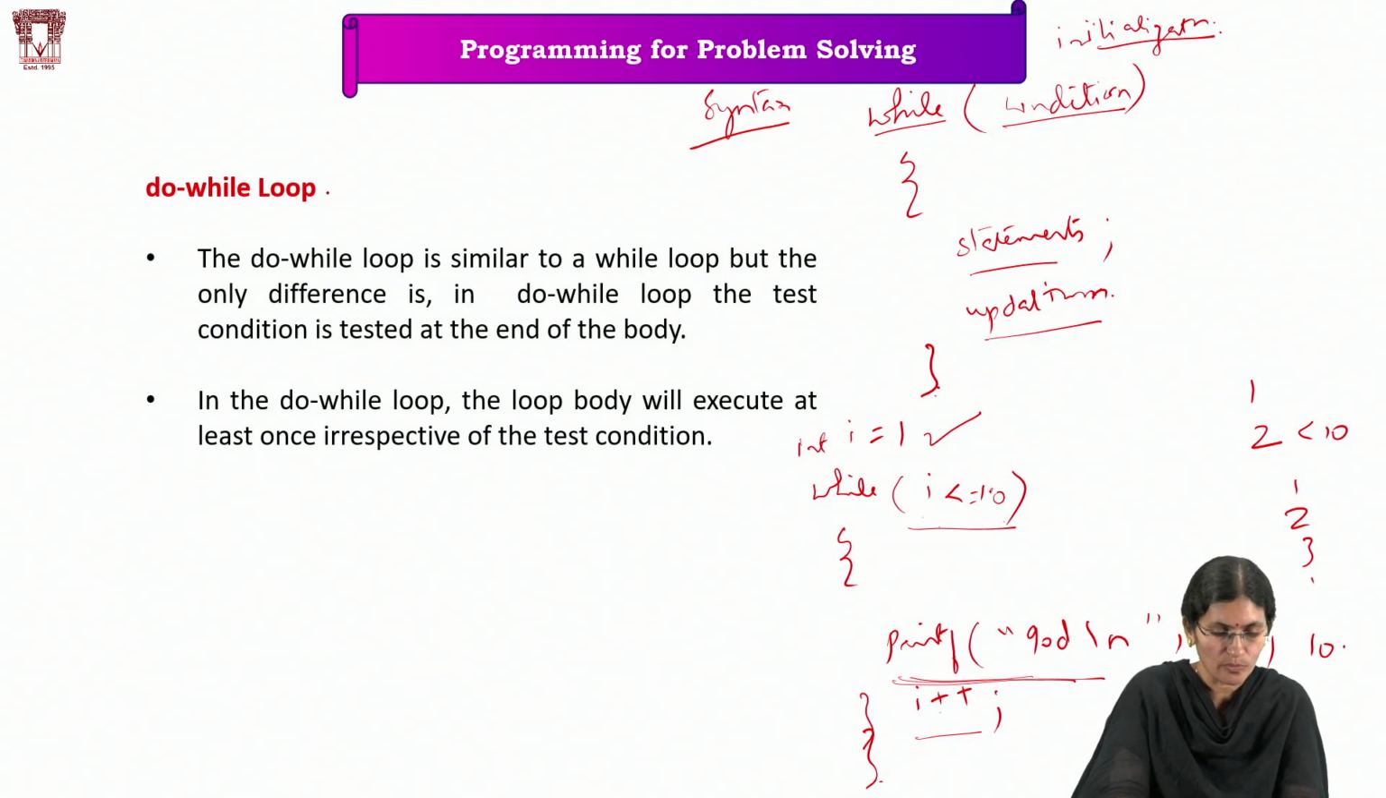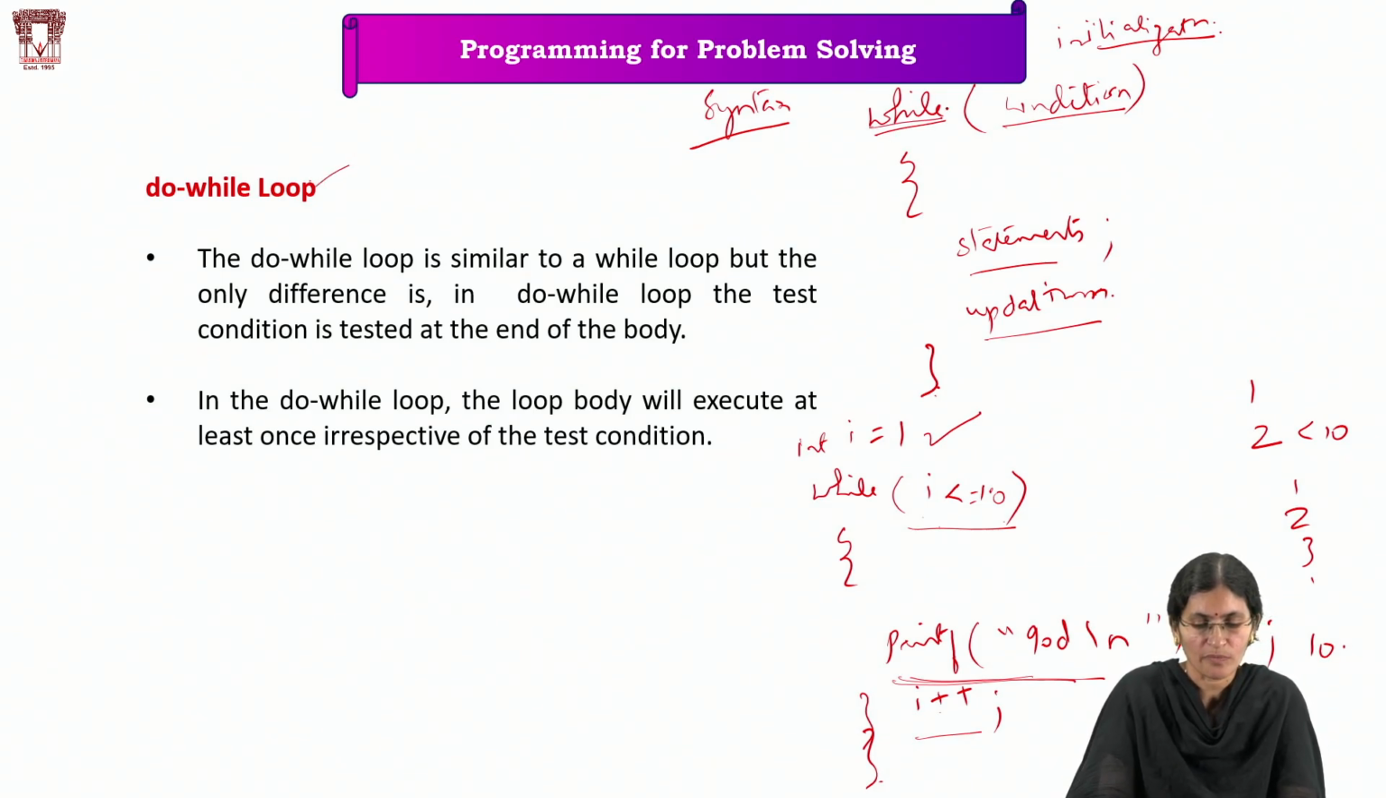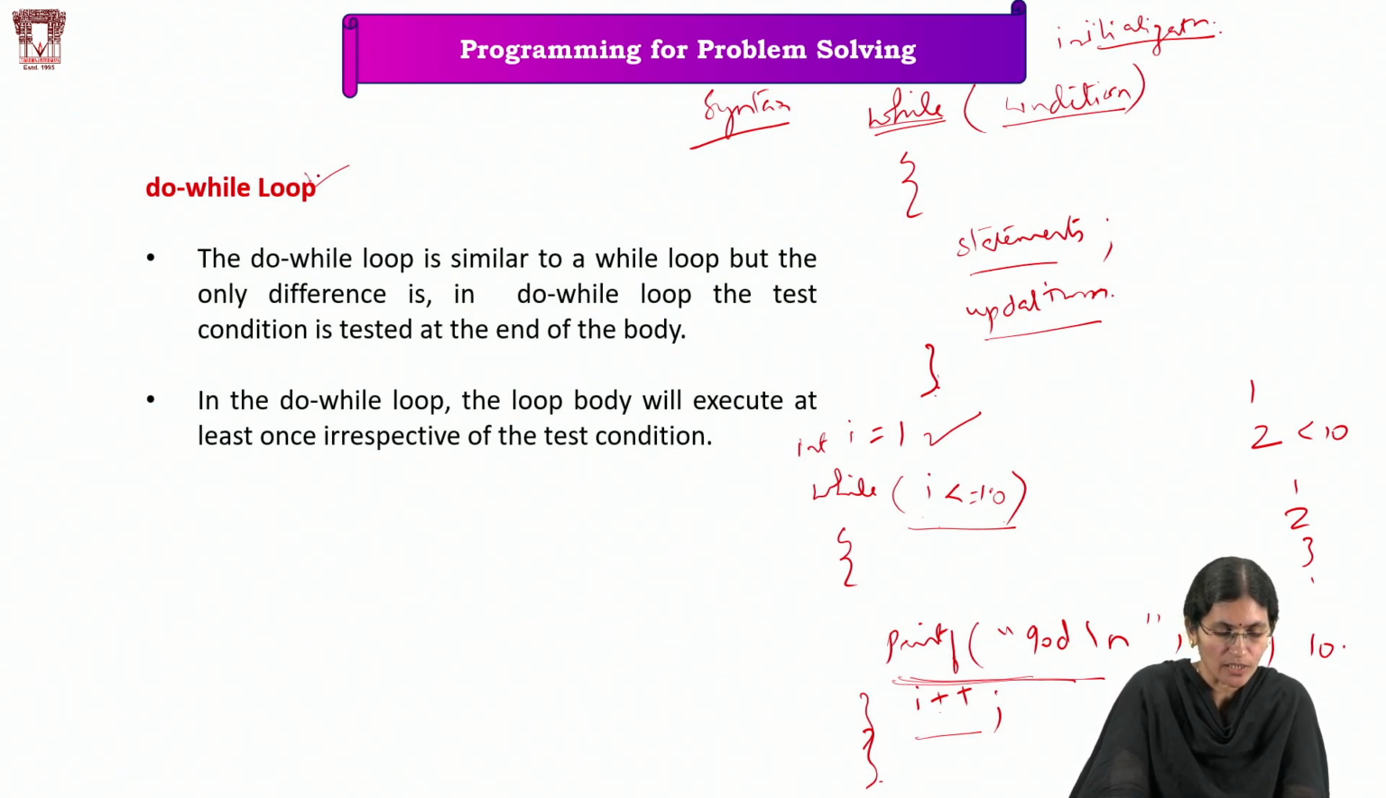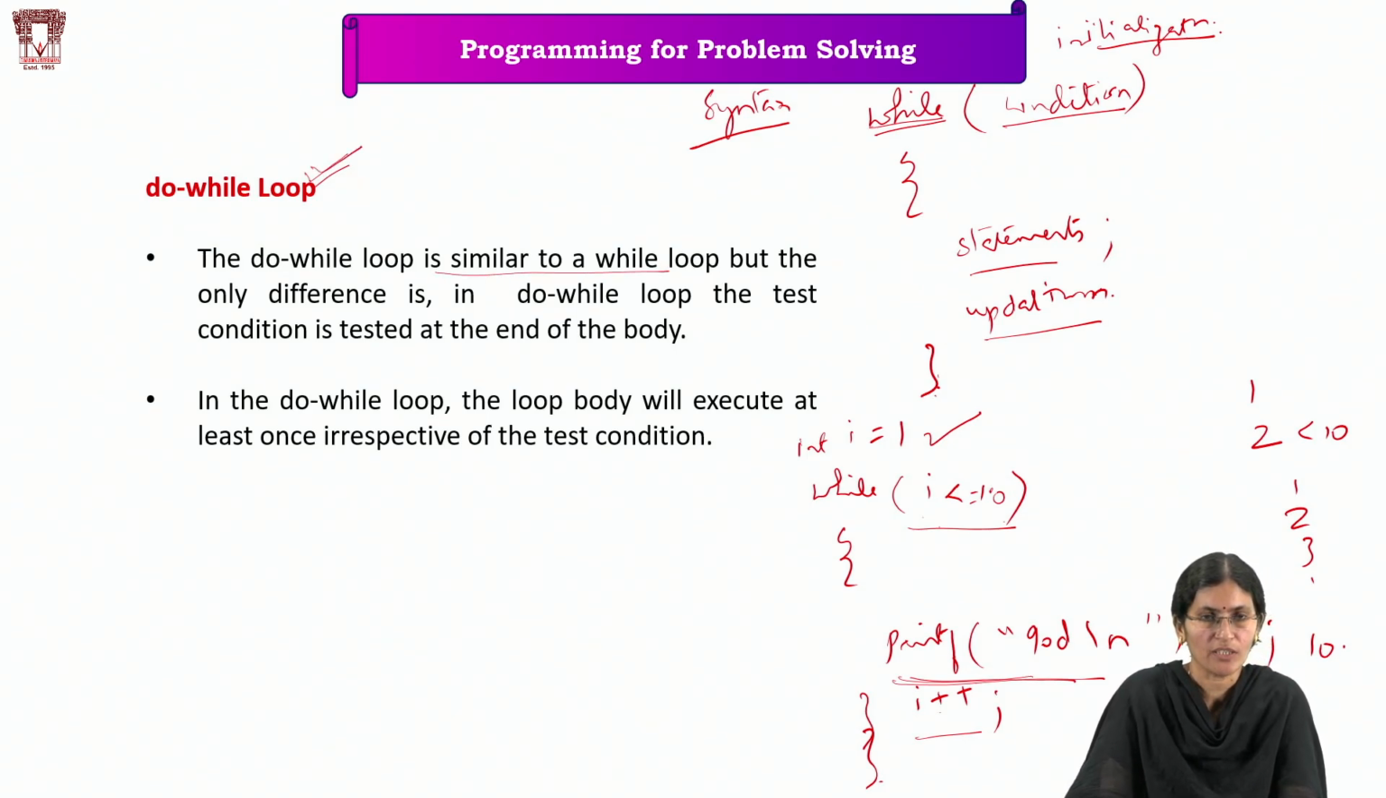Next, coming to the do while loop. The two types of loops, for loop and while loop, are entry controlled loops. As we have seen, the for loop also checks the condition beforehand, so before entering the body of the loop, the condition is checked. But the do while loop is a little bit different here. The do while loop is an exit controlled loop. So the condition is checked once the statements are executed.